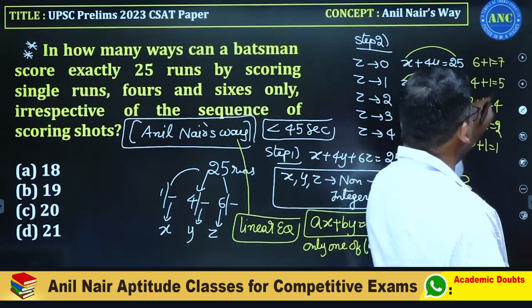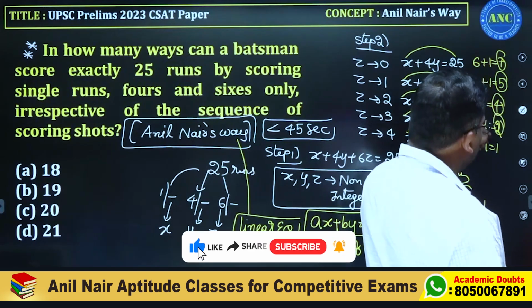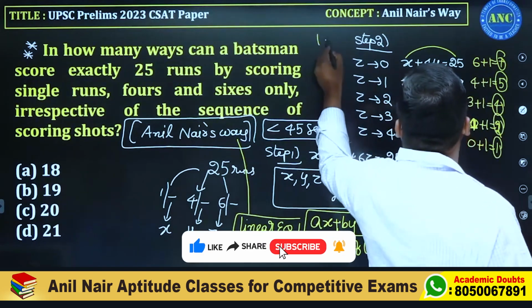1 plus 1 is 2. 7 plus 5, 12. 12 plus 4, 16. 16 plus 2, 18. 18 plus 1, 19.